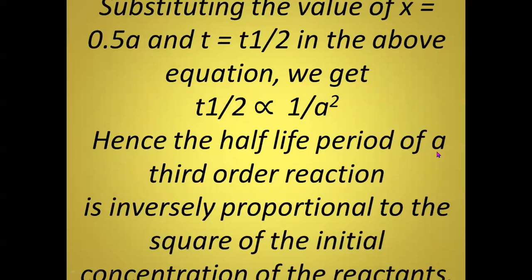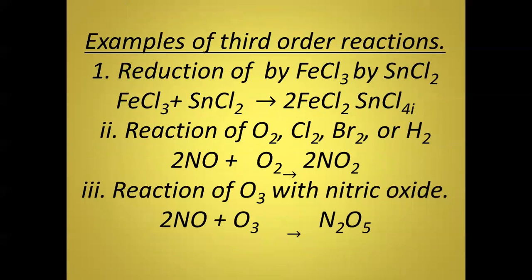Hence, the half-life period of a third order reaction is inversely proportional to the square of the initial concentration of the reactants. T half is equal to K by A square, which gives you inverse proportionality. And we can say the half-life period of a third order reaction is inversely proportional to the square of the initial concentration of the reactants. Why? Because A is the initial concentration of the reactant.